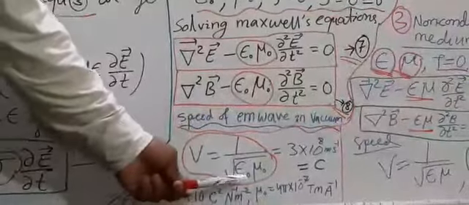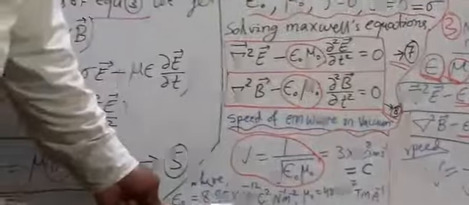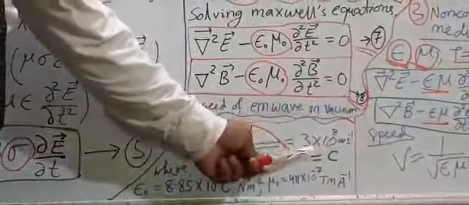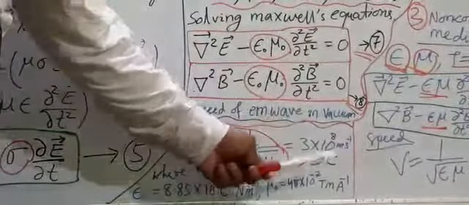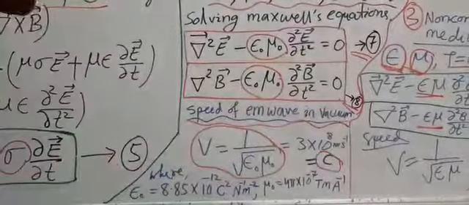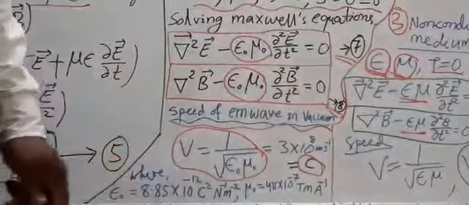If you apply the values of epsilon naught and mu naught for free space, which we have already discussed, you will get 3 into 10 to the 8 meter per second, which is the speed of light, C. So C is the speed of light, 3 into 10 to the 8 meter per second. This is the only problem in this topic: find the speed of the electromagnetic wave.